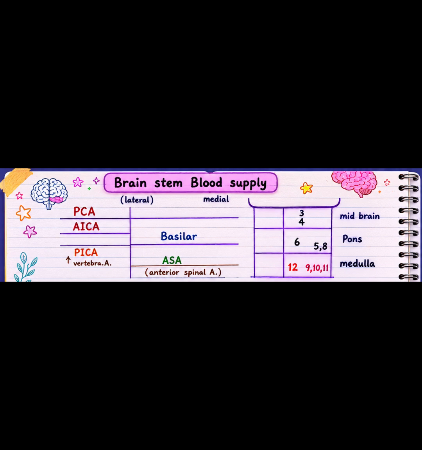For the medulla, the lateral part is PICA, the posterior inferior cerebellar artery. Medial is ASA. So when we can locate the lesion, whether it is medial, for example the medial medulla, what is the artery that supplies it? That is the anterior spinal artery. That's how we will locate. Okay, so now, inshallah, in the next video, I will try to solve the USMLE question stem by using the facts that I gave in this video.